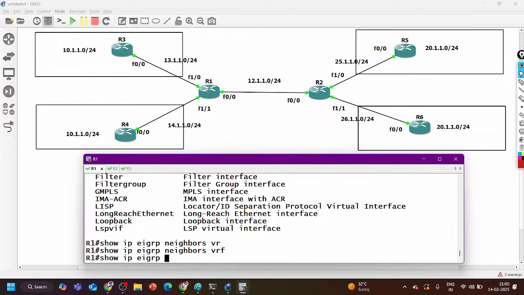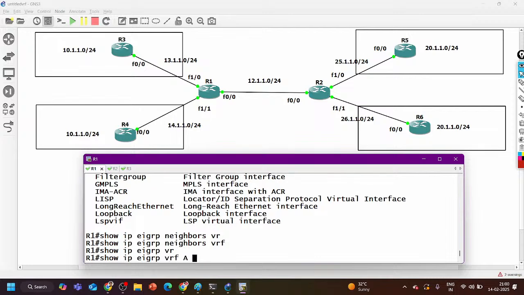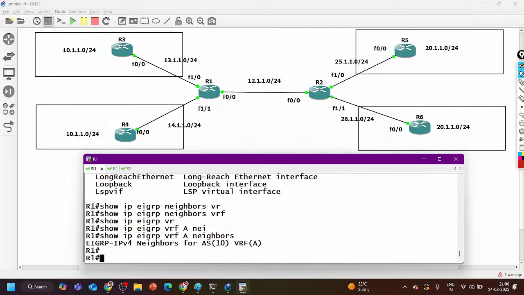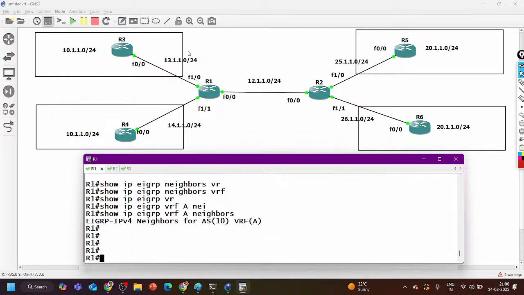So EIGRP for VRF A, and this command will be used here. Do I have neighborship? The reason is that until now I have not enabled EIGRP on F1/0.